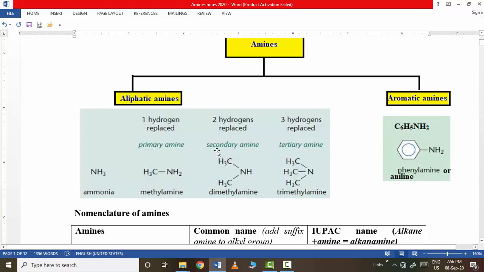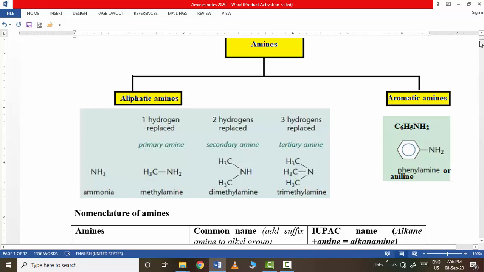In the next one, that is the secondary amine, you have two hydrogens replaced by two methyl groups. Therefore it is known as di. Di represents two methyl. So dimethylamine. And in the tertiary amine, the three hydrogens are replaced by the methyl group. Therefore it is known as trimethylamine. And in the aromatic amines, you have the amine in which one of the hydrogens is replaced by the aromatic ring structure. Therefore they are known as the aromatic amine. Example is phenylamine or aniline.